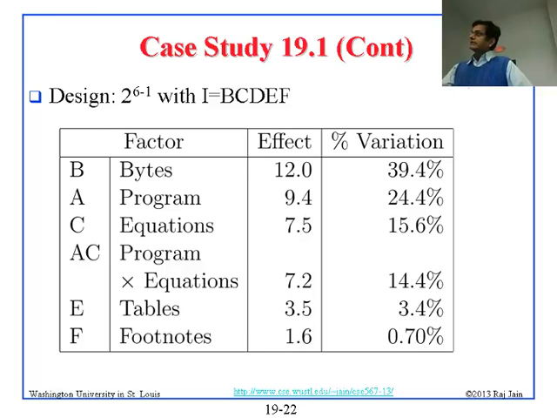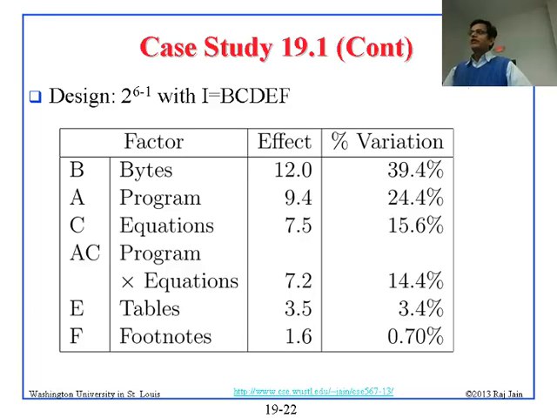39% highest, 24%, 15%, 14%, and F. Right? A, B, C. D is not even in the table. D is probably here. I'm coming to you. So one thing you notice is that D you can forget. It is negligible. F is sort of negligible. E is small, but AC is big.